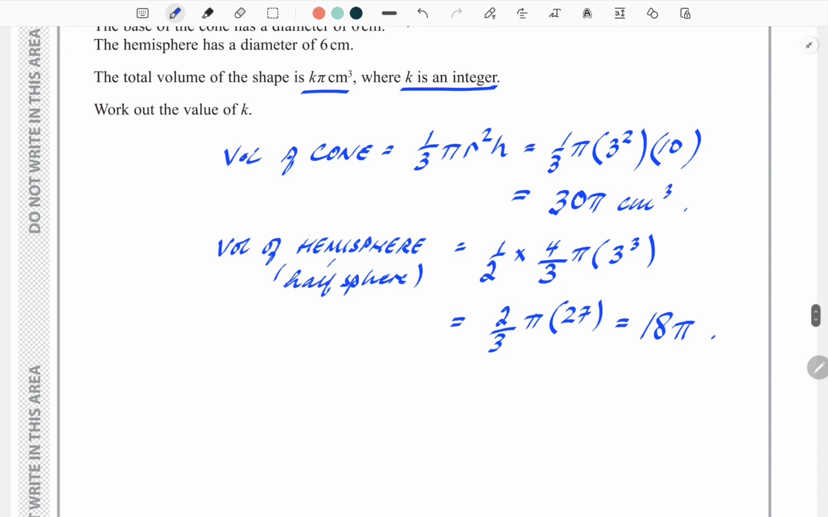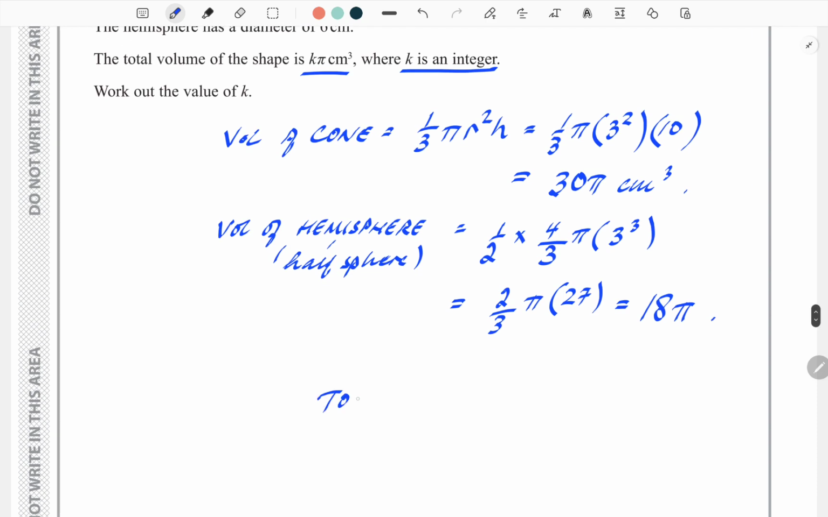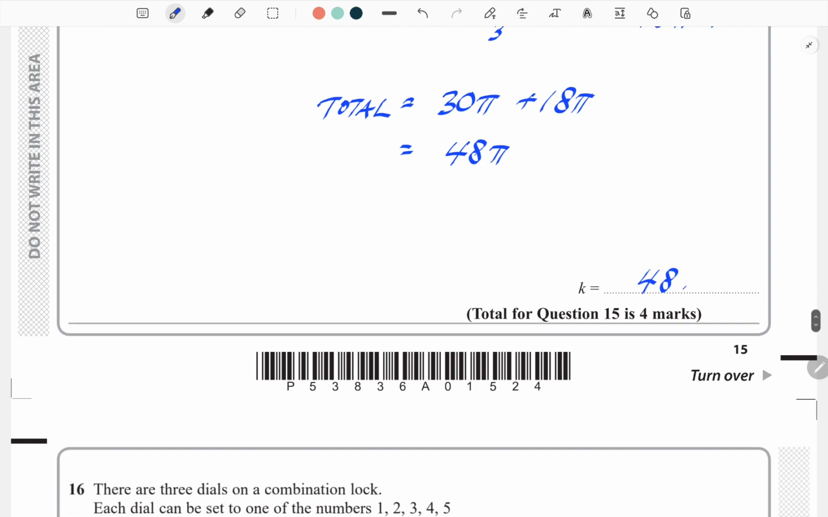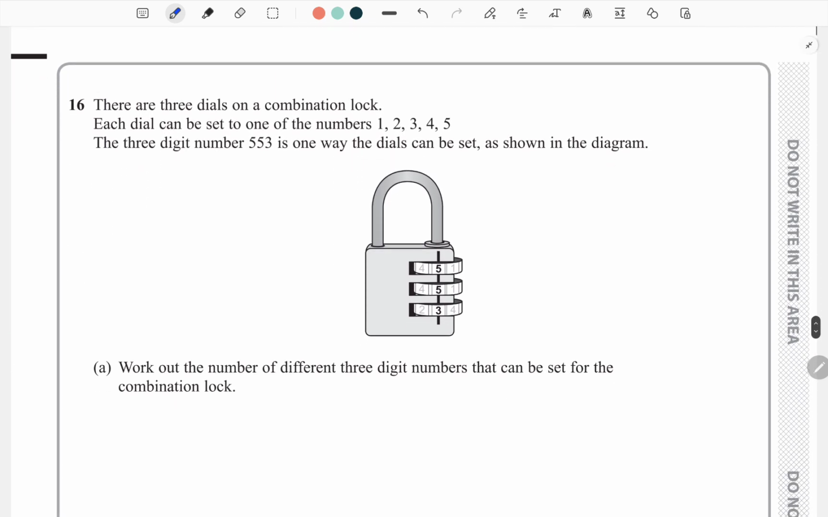And therefore the sum of the two, 30 pi plus 18 pi, 48 pi, and so k equals 48. All right, done. Not nearly as bad as it looked initially. All right, number 16.